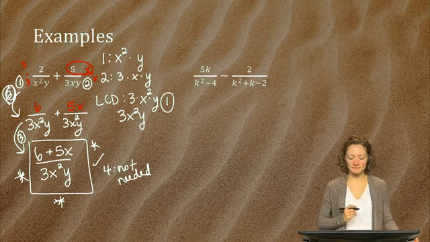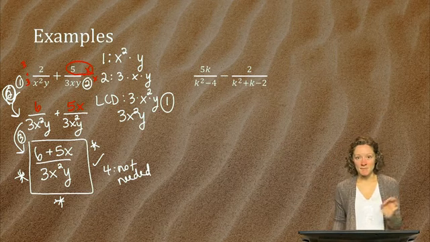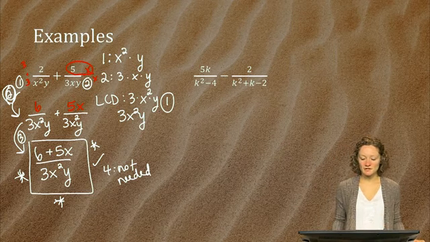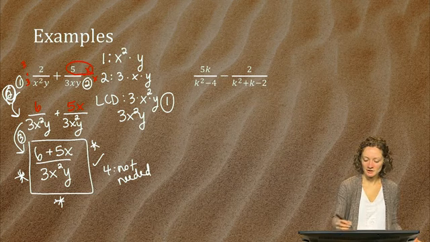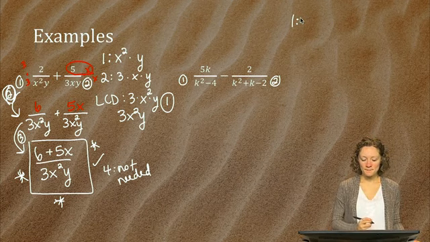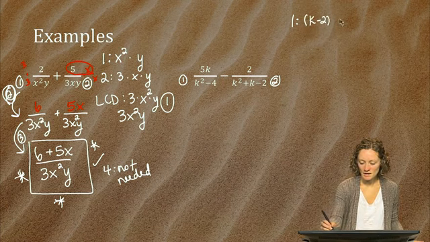Okay, let's do another one. We have 5k over k squared minus 4 minus 2 over k squared plus k minus 2. First thing we need is a least common denominator. So I'm going to label these denominator 1 and 2. We need to factor each one. Our first denominator is difference of squares, which factors to k minus 2, k plus 2.